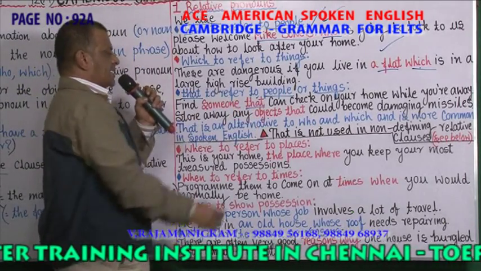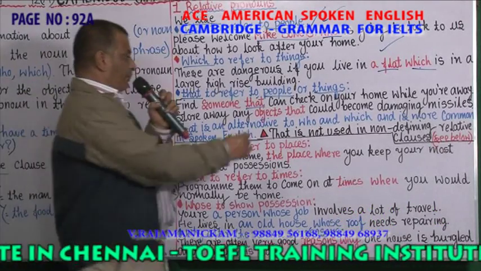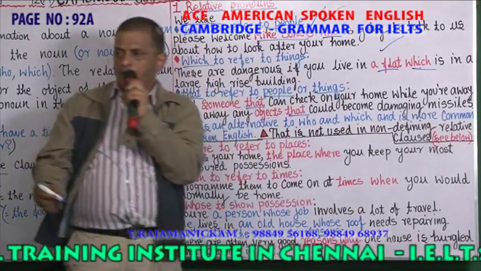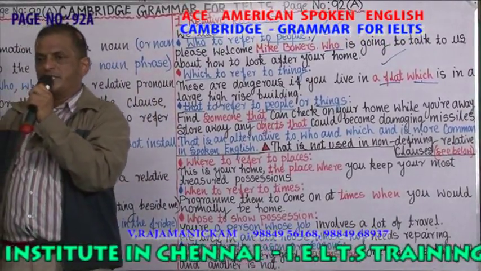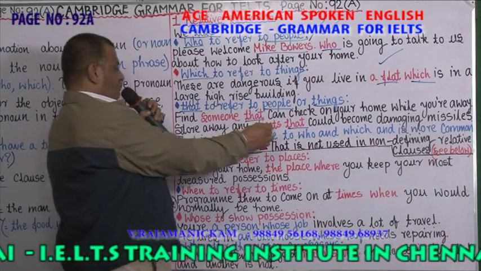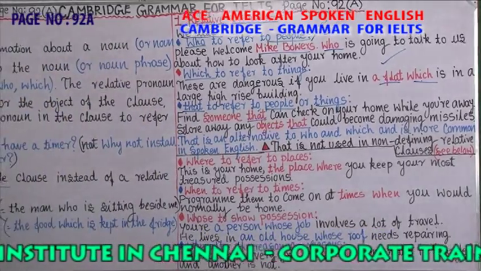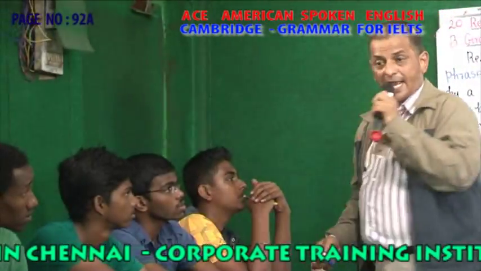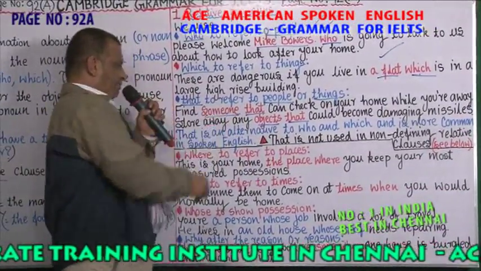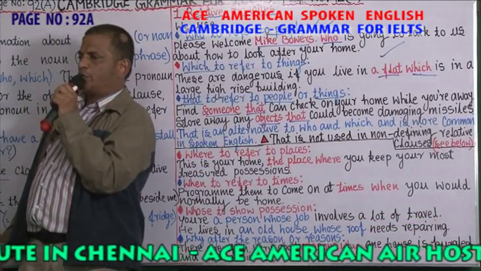Store away any objects. Store away any objects means what? Keep the objects in a safe place that could become damaging missiles. What missiles are? I throw a stone upon you, it becomes a missile, a weapon. So store away any objects that could become damaging missiles. So that stands for what? That stands for objects. So here that stands for somebody, here that stands for objects. So that stands for person, that mentions the objects.